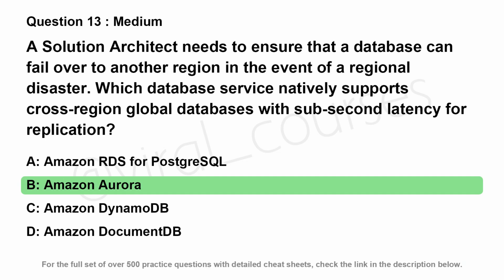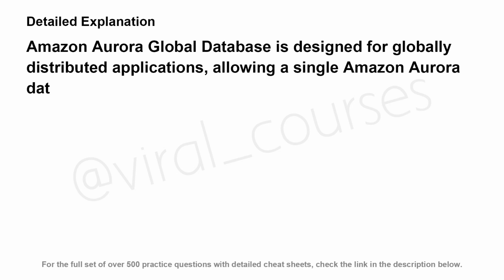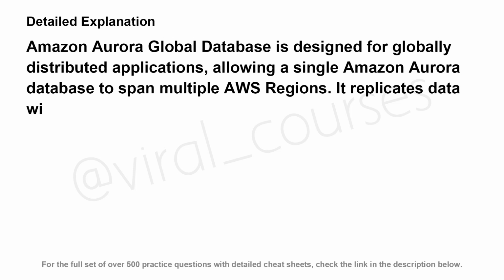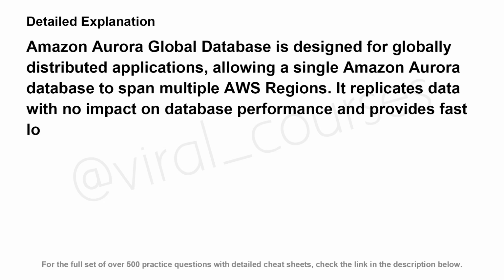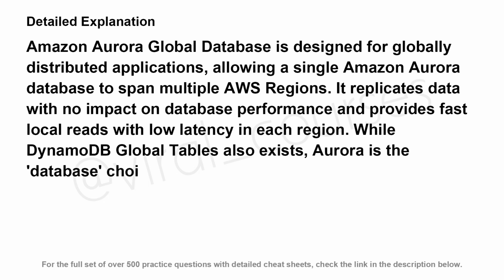The correct answer is B. Amazon Aurora Global Database is designed for globally distributed applications, allowing a single Amazon Aurora database to span multiple AWS regions. It replicates data with no impact on database performance and provides fast local reads with low latency in each region. While DynamoDB Global Tables also exist, Aurora is the database choice for relational needs.